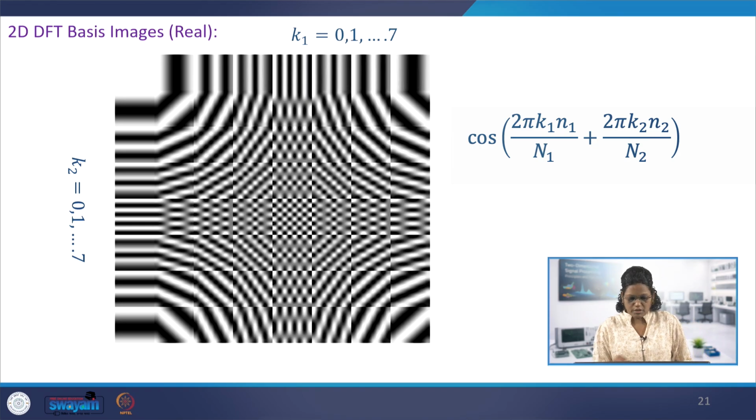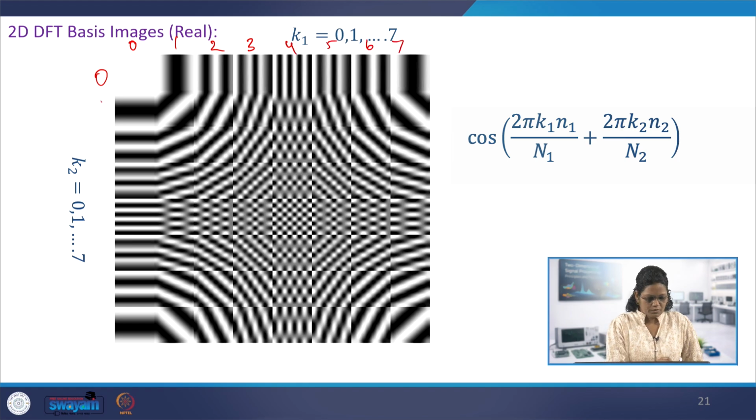We can get the same by plotting cos 2 pi k1 n1 by N1, cos 2 pi k2 n2 by N2, for k1 varying from 0 to 7 and k2 varying from 0 to 7. So this is the plot for 0, 1, 2, 3 and 4, 5, 6, 7, and similarly this side varying. You can see for 0 and 0 it is white, then one stripe in the vertical, and then two stripes. You can see the difference between this DCT image and the DFT basis images.